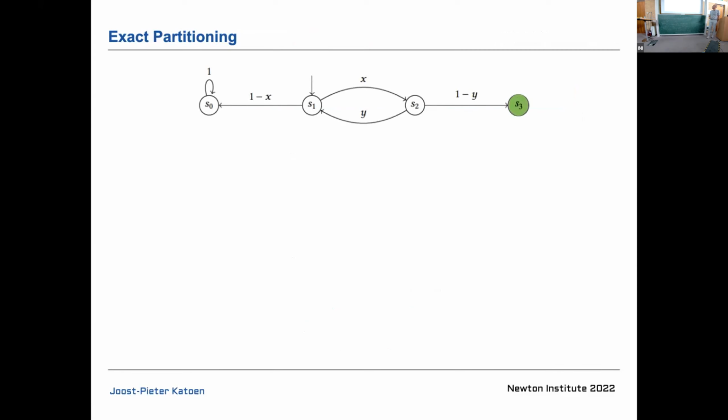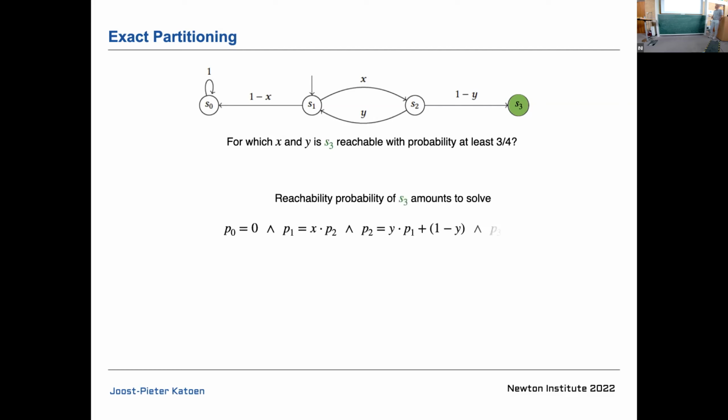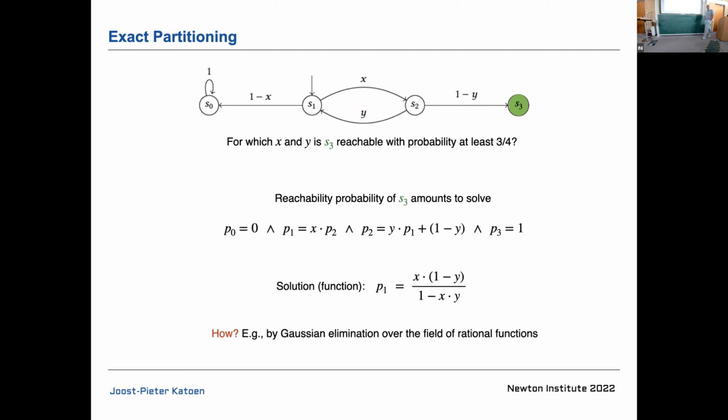Same example as before: can we reach the green state with probability at least 3/4? Now what you need to solve is exactly the nonlinear equation that we have seen before, and you can just solve that and get this rational function. Basically, I'm solving a system of linear equations, but now over the field of rational functions, and no longer over the field of real numbers, no longer over the field of probabilities.